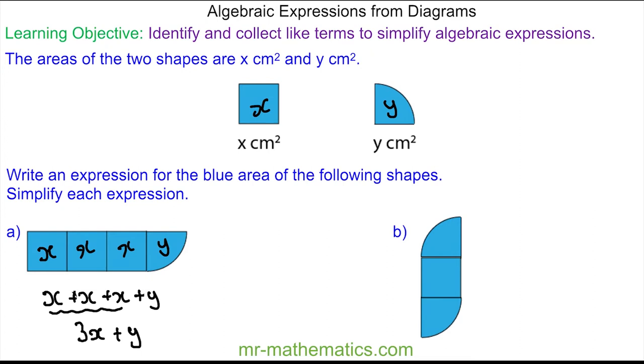And for question B, we have 1x here and 2y's here and here. So we have x plus y plus y. We can simplify this to make 2y, so x plus 2y. This could also be written as 2y plus x. Either way is correct. Okay, let's move on to question C.